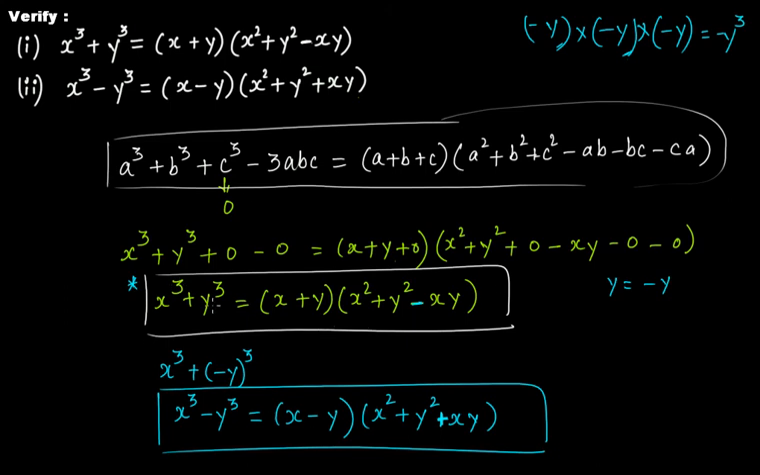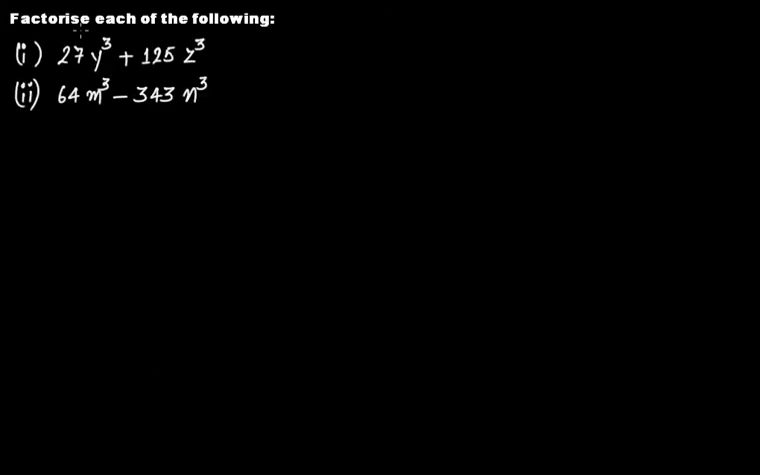And if you don't remember this one, then simply put, again, c equal to 0, but in this case take b as minus y for this identity. So it's very easy to remember. Once you learn these identities and use them in your problems, in your practice, then you will not forget them. Now here you have: factorize each of the following.